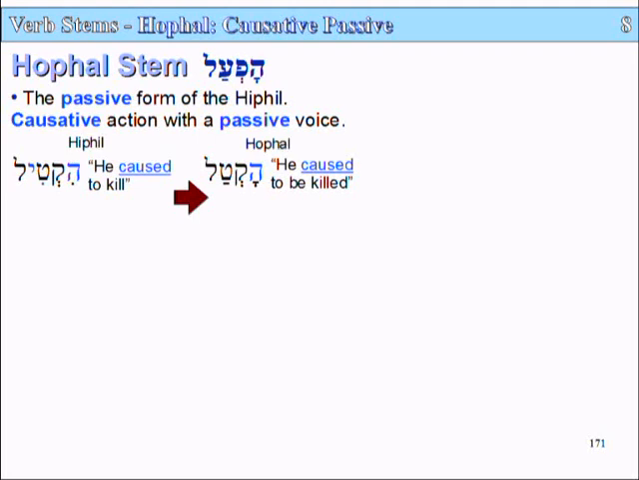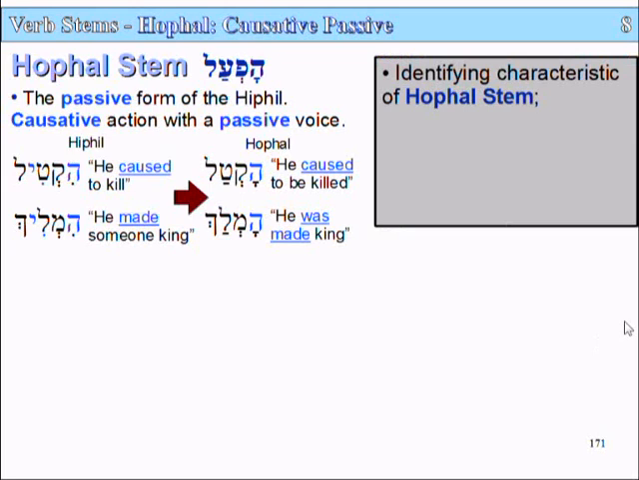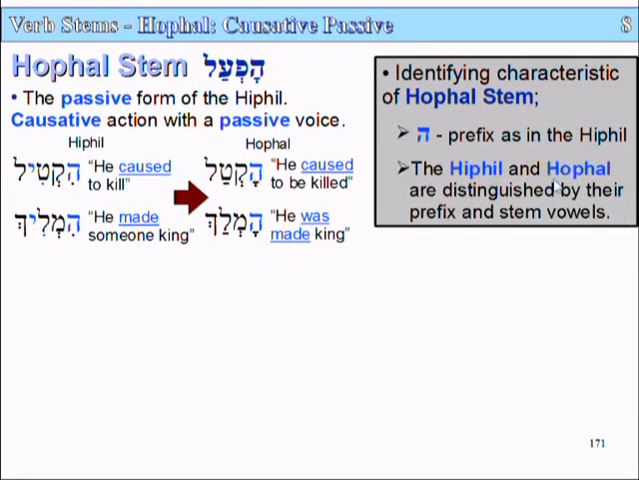Let's have a look at another example. If we take the Hiphal word himlik, he made someone king, and we change it to a Hophal, hamlak, he was made king. So here we have the passive coming in. He was made king. So the identifying characteristics for the Hophal stem: it has a hay prefix as in the Hiphal, but it doesn't have the chirik. In this case it has patach. And the Hiphal and Hophal are distinguished by their prefix and stem vowels. So they've just got different prefix and stem vowels, but they look the same.